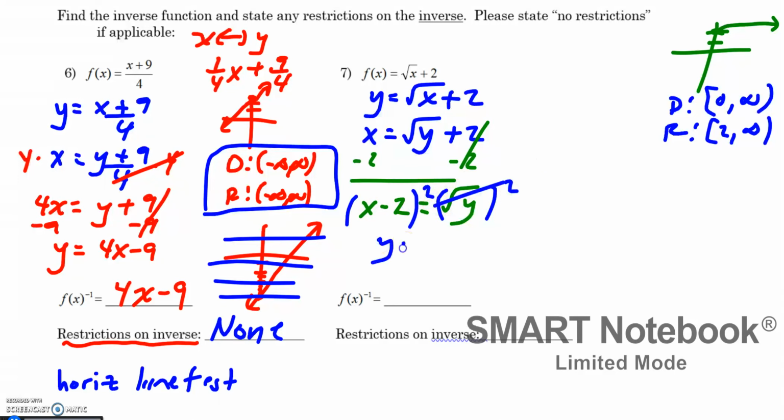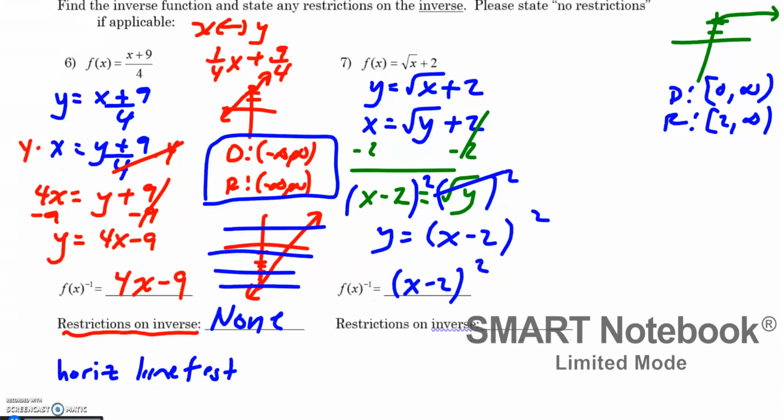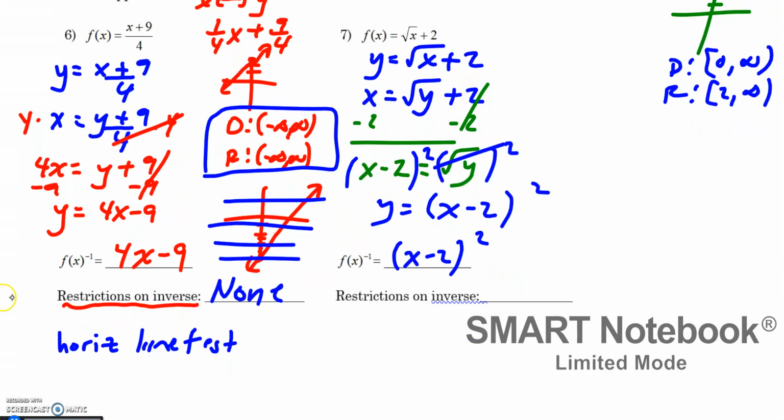So you would get that y equals (x minus 2) squared. So this would be my inverse. However, notice that the domain and range is not negative infinity to positive infinity, so it has me thinking that I might need to restrict this answer. Now, let's think about this graphically, what this looks like.